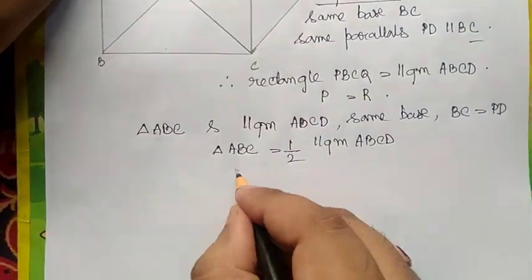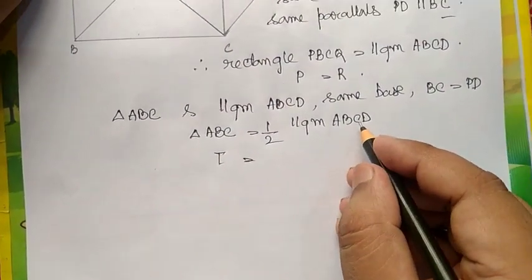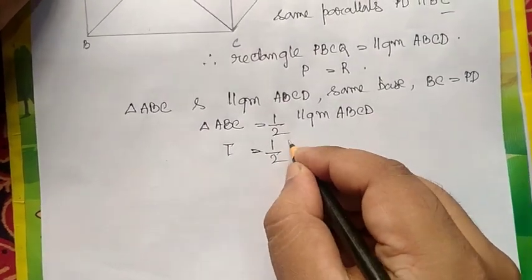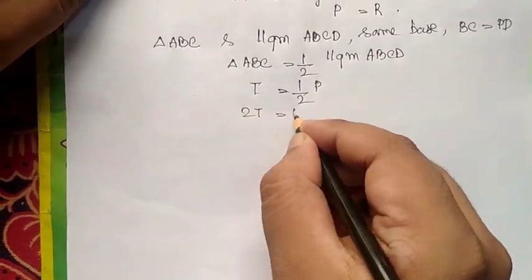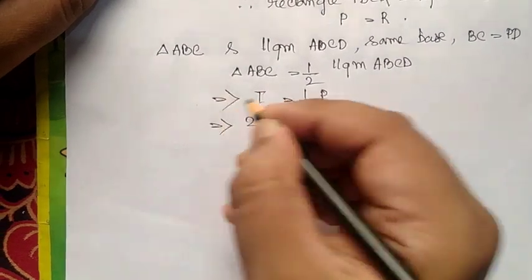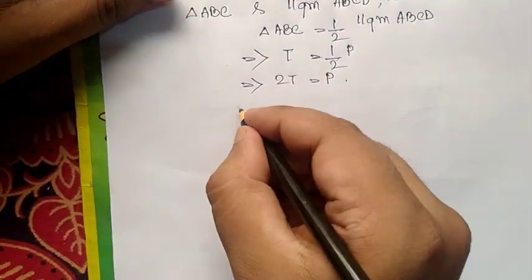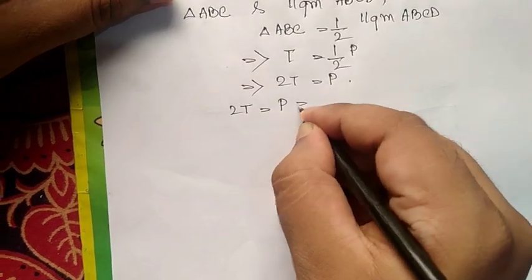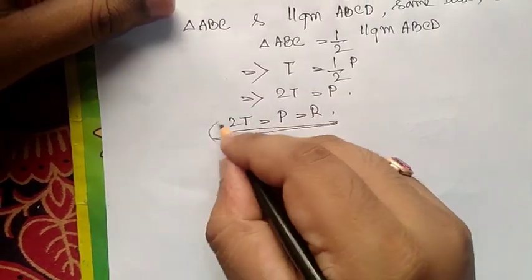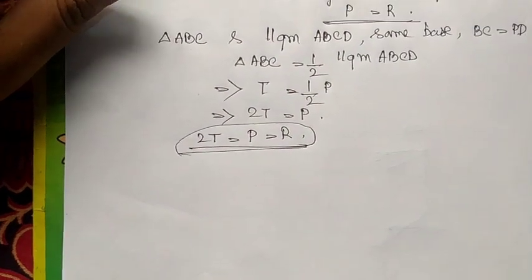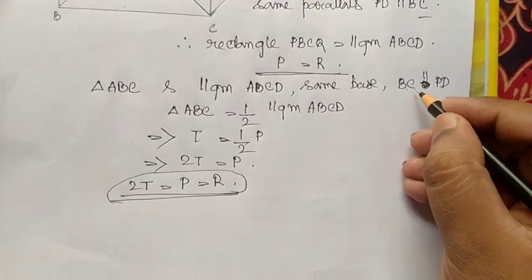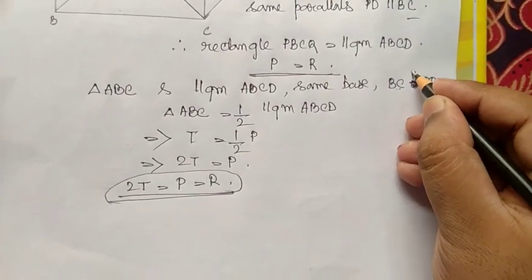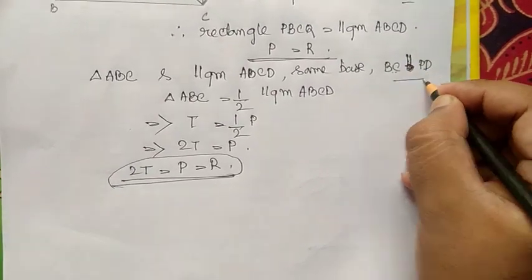We know the area of the triangle ABC is T here. So T equal to half of the parallelogram ABCD. Parallelogram is known as P. So half into P. So therefore if we cross multiply, 2T equal to P. Previously we know that P equal to R. So therefore 2T equal to P equal to R. So this is the relationship between the triangle, parallelogram and the rectangle. One more thing, when I write BC equal to PD, it should be BC parallel to PD. The sign should be parallel. Okay, my mistake.